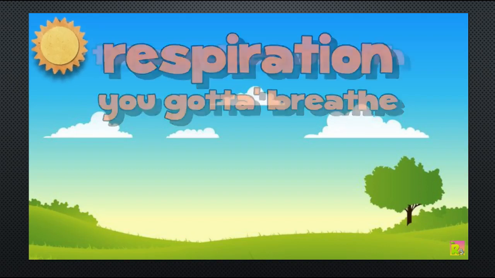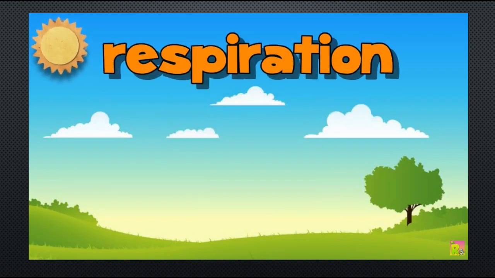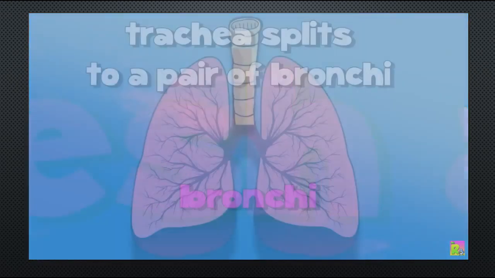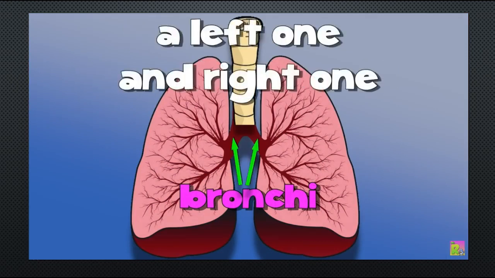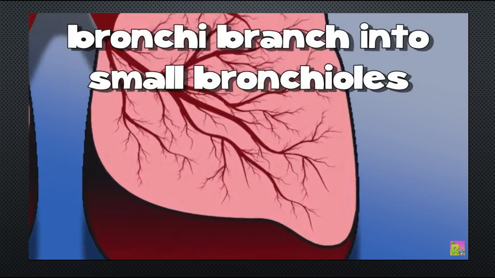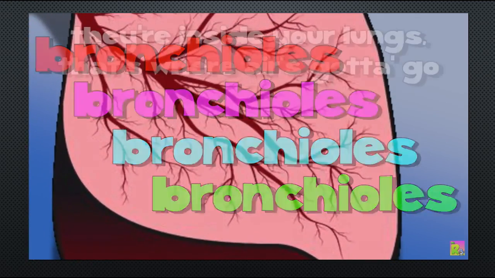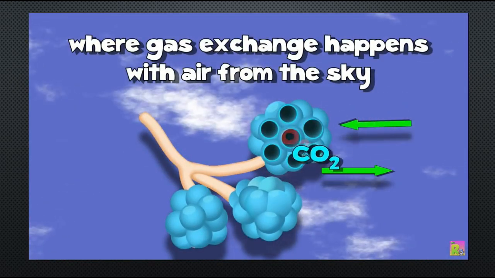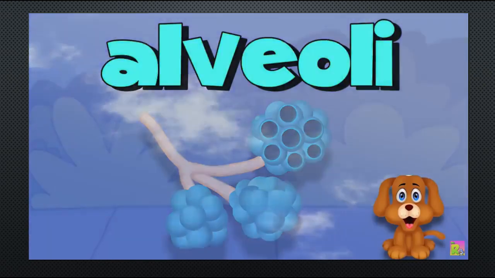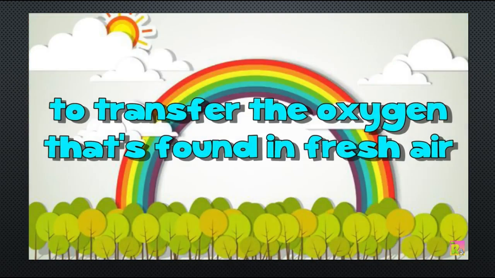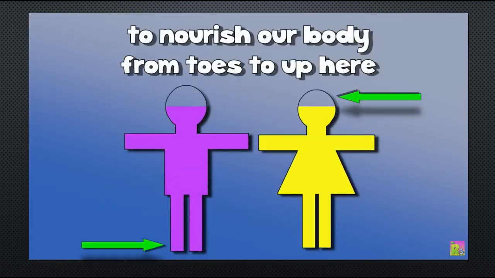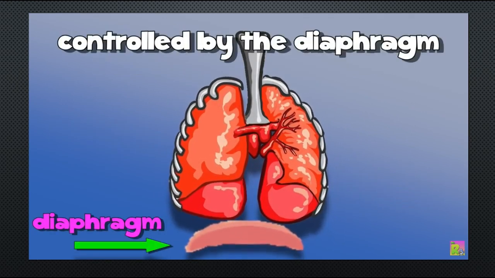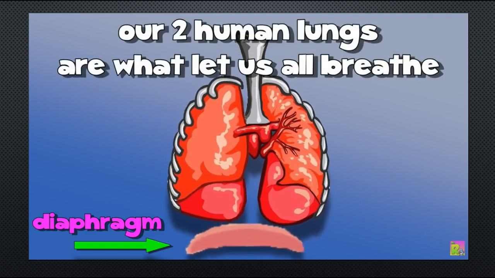Respiration, you gotta breathe. Take a deep breath, you gotta breathe. Fresh air, give me some fresh air. Trachea splits to a pair of bronchi, a left one and right one move air from the sky. Bronchi branch to small bronchioles. They're inside your lungs, it's where air's gotta go. Bronchioles divide into alveoli, where gas exchange happens with air from the sky. The respiratory organs on which mammals rely to transfer the oxygen that's found in fresh air to nourish our body from toes to up here. Lungs are the ones and they're moving in place, contracting, expanding to set breathing space, controlled by the diaphragm, controlled with such ease. Our two human lungs are what let us all breathe.